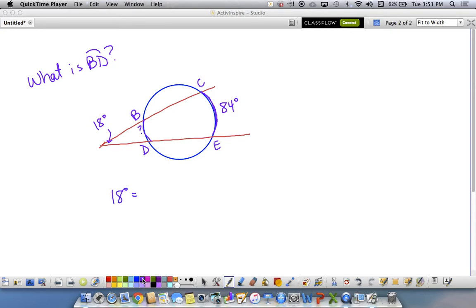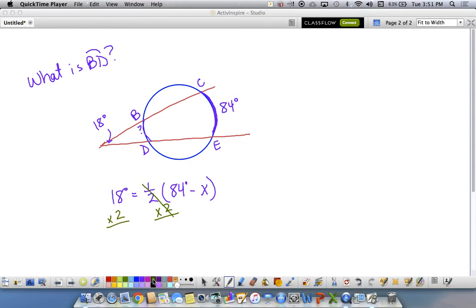18 degrees equals 1/2 of the larger arc, which is 84 degrees, minus the smaller arc, which we don't know. So I'm just going to put an X there. Okay? How would you go about solving for X? It's algebra. Rearrange an equation and solve for X. There are lots of different ways to do this, but I personally would love to multiply both sides times 2. That makes that half go away.